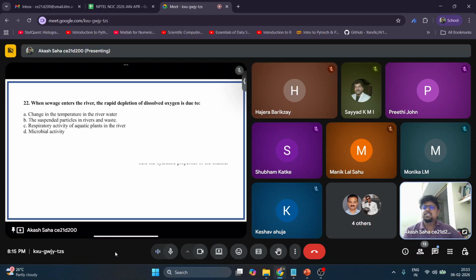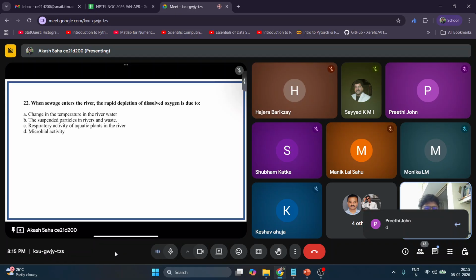Next, when sewage enters the river, the rapid depletion of dissolved oxygen is due to: change in temperature, the suspended particles, respiratory activity of aquatic plants, or microbial activity. So why is there a rapid depletion?